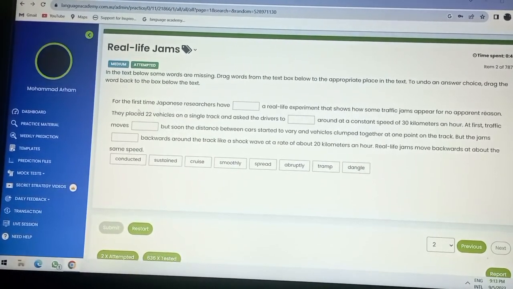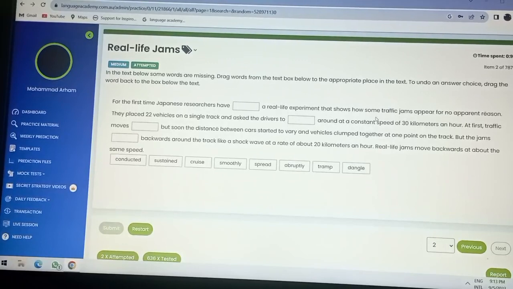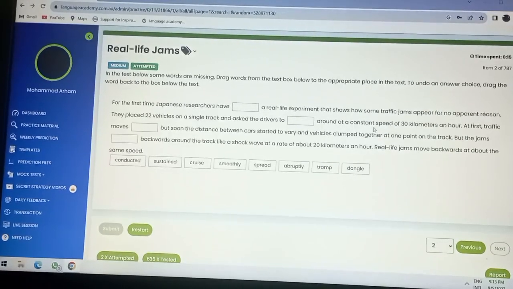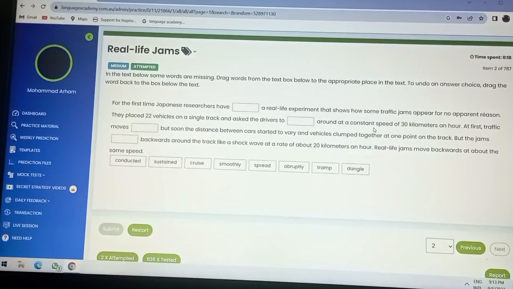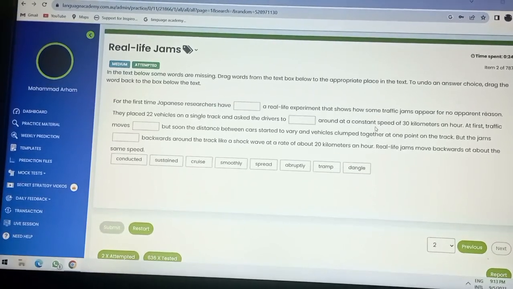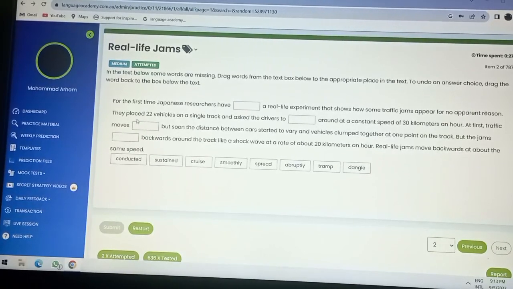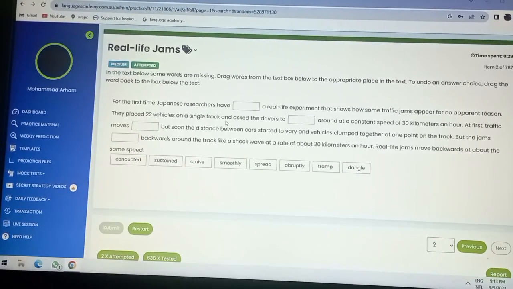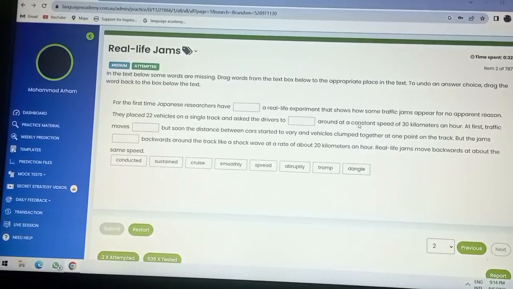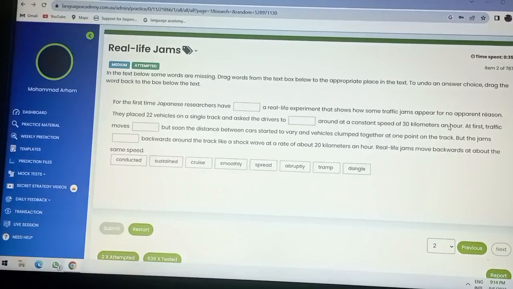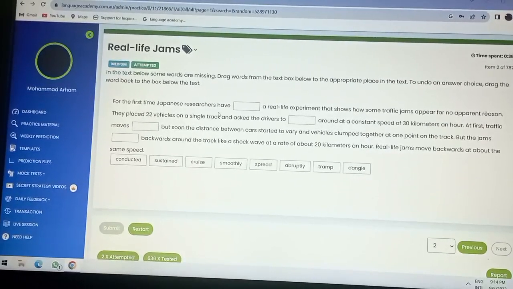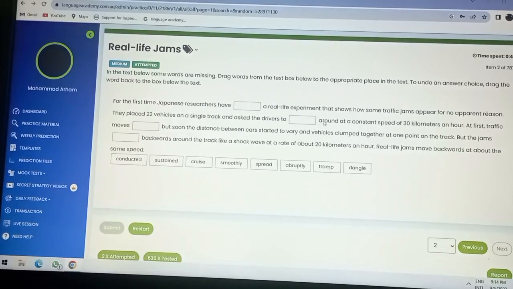Second passage. For the first time, Japanese researchers have dashed a real life experiment that shows how some traffic jams appear for no apparent reason. They placed 22 vehicles on a single track and asked the drivers to dash around at a constant speed of 30 kilometers an hour.